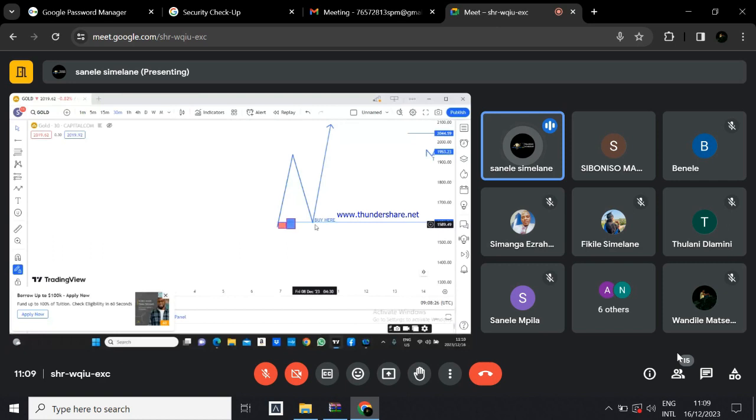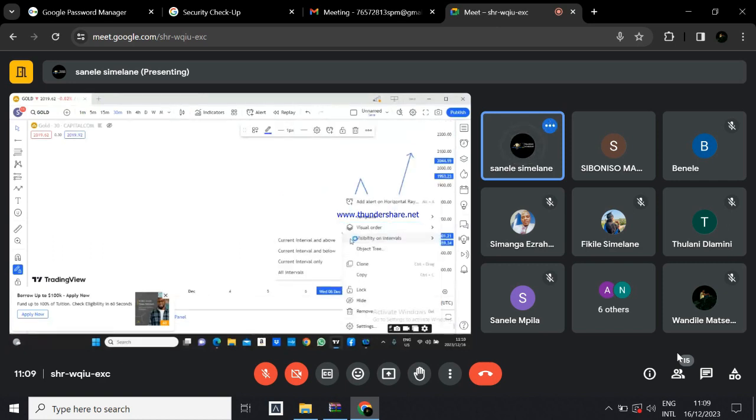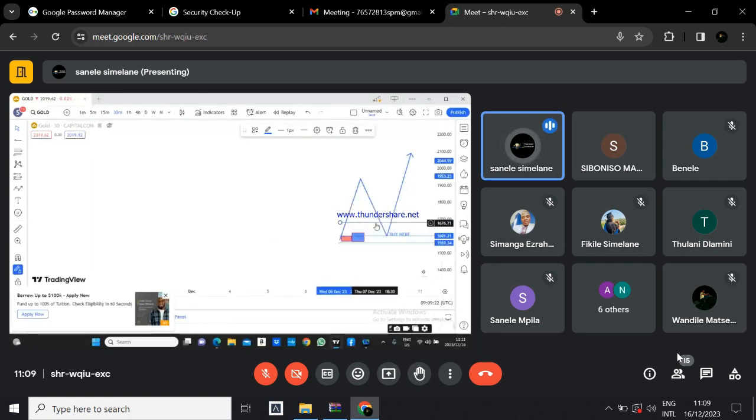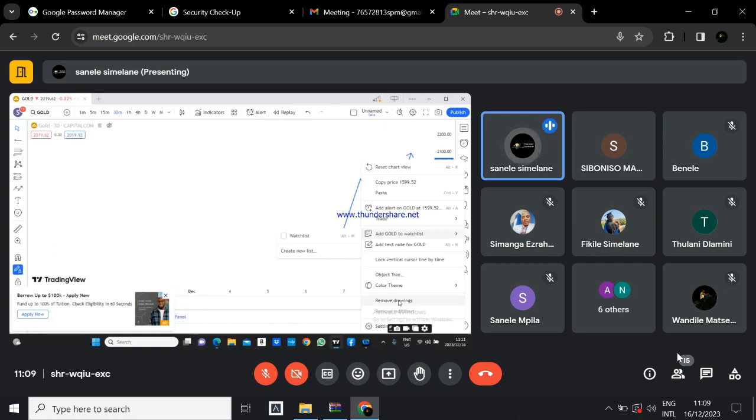Now I want to show you how to place a sell on a TP, because what we were looking at here is an entry on a TP for a buy. So now I want to show you how to place an entry on a TP for a sell, on a TP zone.